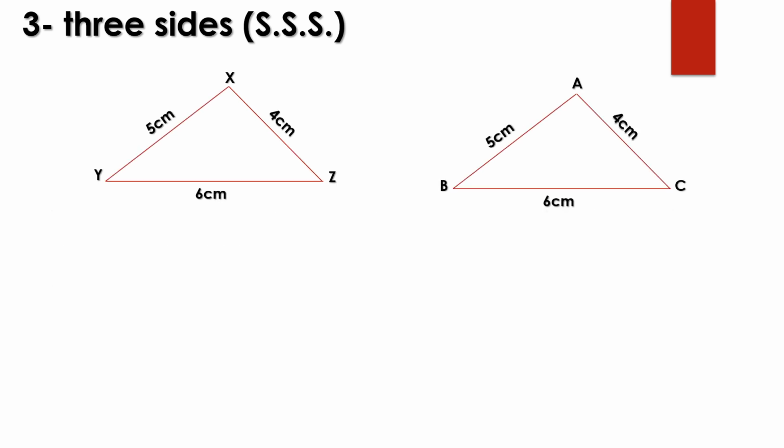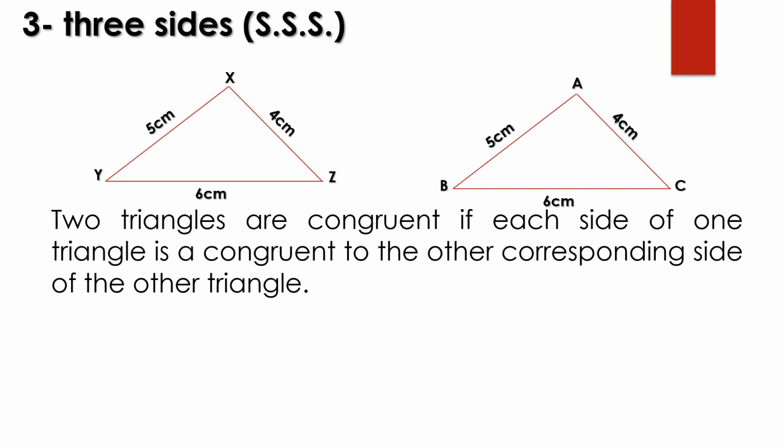The third case, 3 sides, SSS. The 2 triangles are congruent if each side of one triangle is congruent to the corresponding side of the other triangle. As shown in the 2 triangles ABC and XYZ, the side AC equals the side XZ in the other triangle equal 4 cm, and the side AB equals the corresponding side in the other triangle XY equal 5 cm, and the side BC equals the corresponding side in the other triangle, YZ equals 6 centimeters. Then the two triangles are congruent.